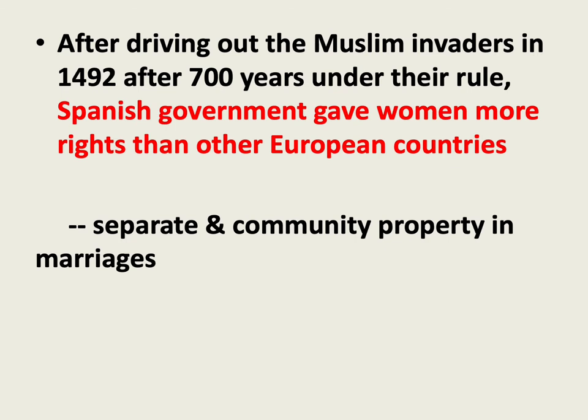What does that mean? Separate property: if a woman had property before she got married, she retained that property in her name during the marriage. Community property, which is still the law in the state of Texas and many but not all states of the United States, means any property acquired during the marriage by either the man or the woman became joint property. And this was very important because the man often died before the wife could enjoy that property.